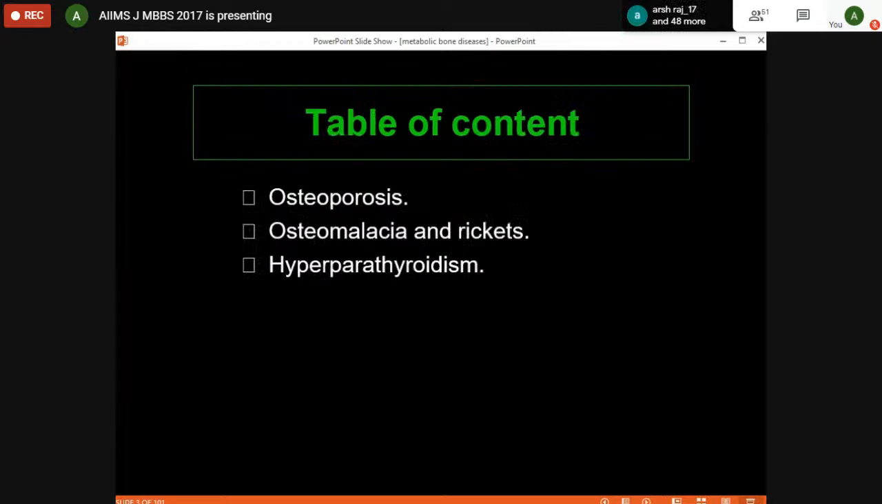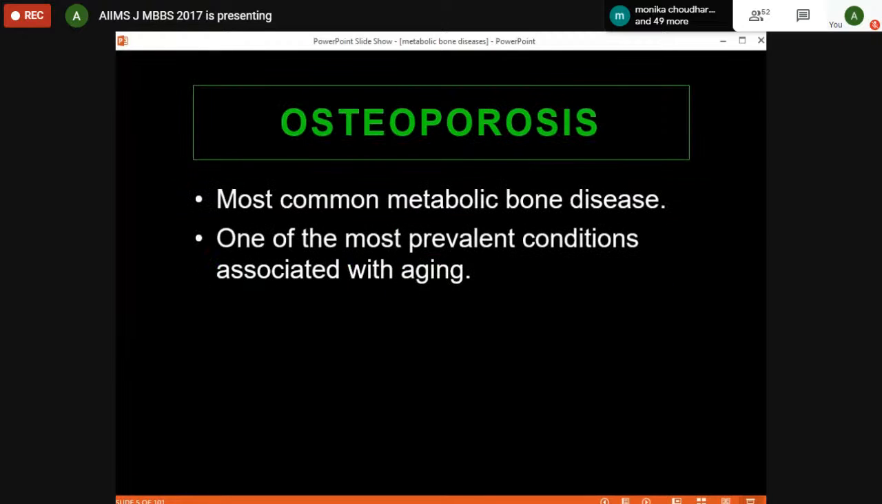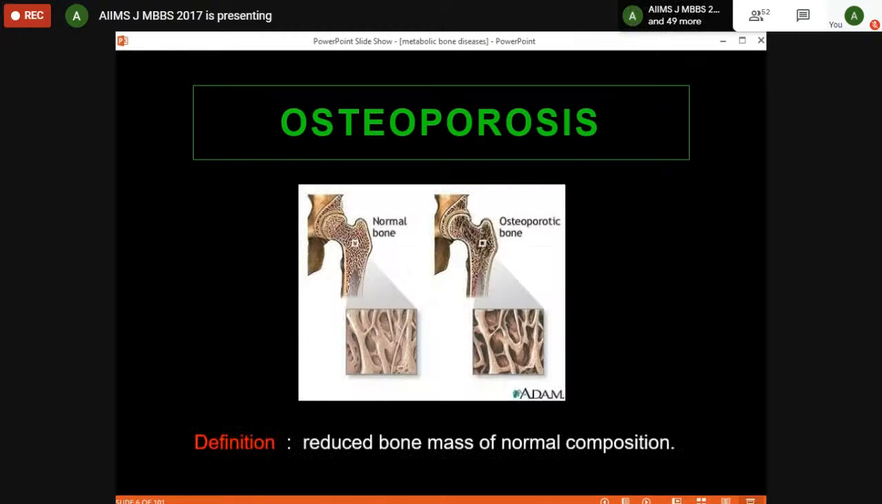So what are the different kinds of MBDs? Osteoporosis, osteomalacia, rickets, and hyperparathyroidism. First, we will talk about osteoporosis, the most common metabolic bone disease, one of the most prevalent conditions associated with aging. Here you can see how it reduces bone mass from the normal composition. Here you are seeing a normal bone as well as an osteoporotic bone, and you can see the bone mass is reduced.